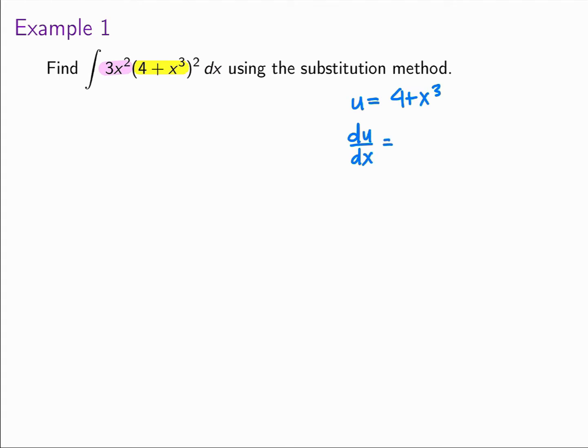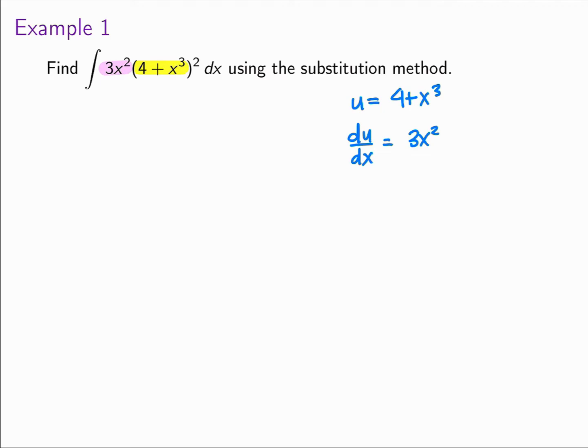So what is the derivative of u with respect to x? Well, it would be 3x squared. Okay, so let's look around. Do I have that? Yeah, I've got a 3x squared. So that's good. That means this is a good substitution because I have a u and my du showing up in the integral.